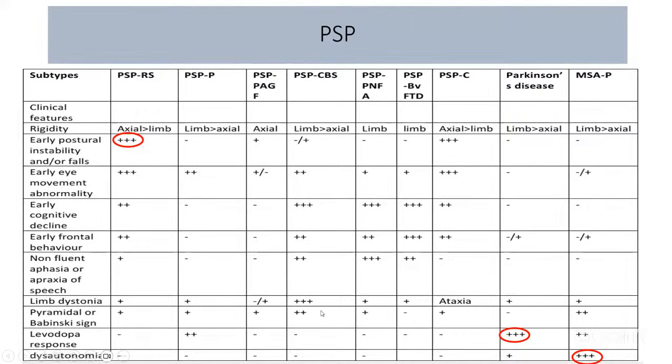Limb dystonia is common in the PSP-CBS variant. Levodopa responsiveness is normal in Parkinson's. In all other atypical parkinsonism, levodopa responsiveness is not there. And dysautonomia is common in the MSA-P type.